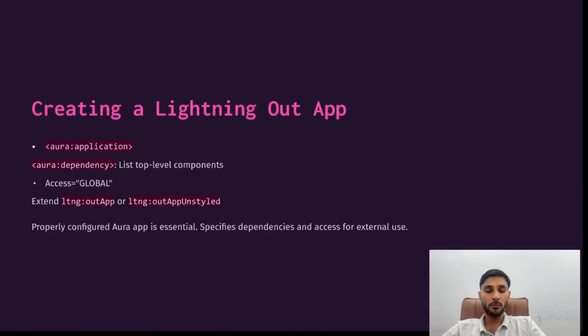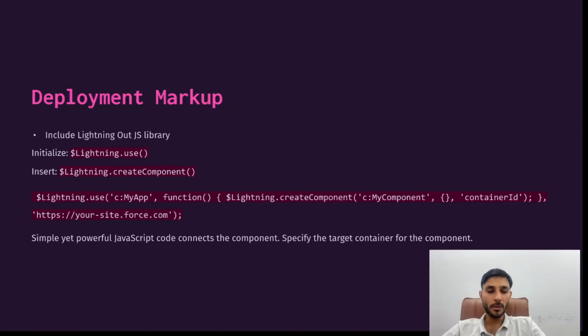To create a Lightning Out app, we need to have our application which will allow us to take the component outside of Salesforce. The access needs to be global as it needs to be outside of Salesforce. We can extend the Lightning Out app with ltng:outApp or ltng:outAppUnstyled. If we don't want to use the Lightning styles, we can just use the unstyled one. Deployment markup is the HTML code that we will use inside the third-party app or website. We will discuss this in detail when we demo the component.